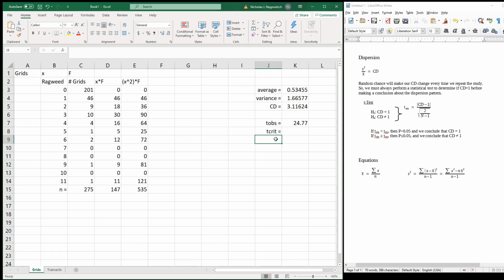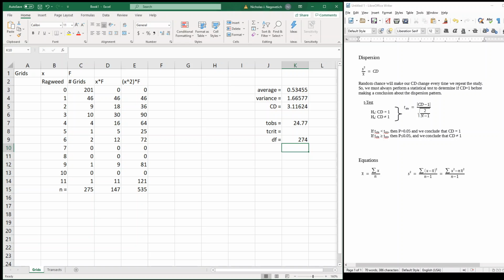Our t-critical value is going to be pulled from a table. That table needs a degree of freedom. The degrees of freedom for a t-test is our sample size minus 1. So it'll be this n minus 1. How do I know that? It's in the lab manual. It's in our handout. It says that for the t-test, it will be our sample size minus 1. That is our degrees of freedom.